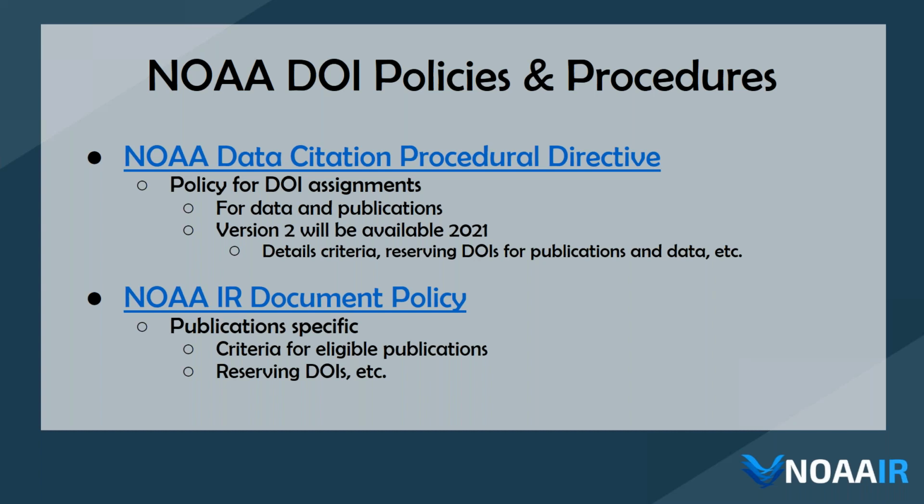The secondary place, especially for publication DOIs, is within the NOAA IR document policy. I have that linked here. This is something we update regularly and frequently, at least 2 or 3 times a year. The portion of the IR document policy that refers to DOIs is publication specific, so there's nothing about dataset DOIs in there. What it does is it lists all the criteria for eligible publications and how to reserve DOIs, along with our policies that go along with reserving DOIs.